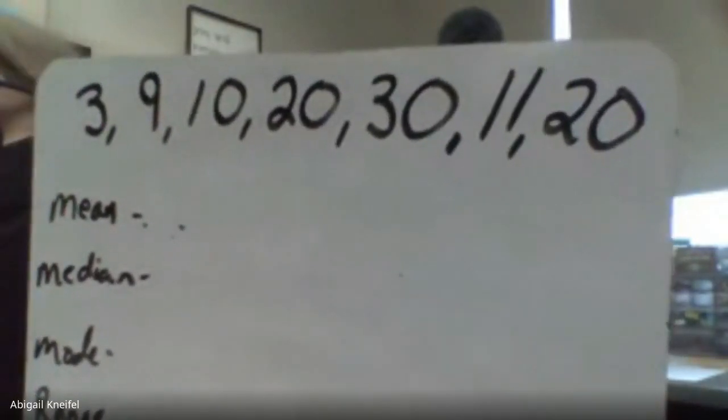Mean, median, mode, and range is what you are finding. Do not show me your boards or type in the chat till I ask. I want to give everyone the opportunity to do this, okay?